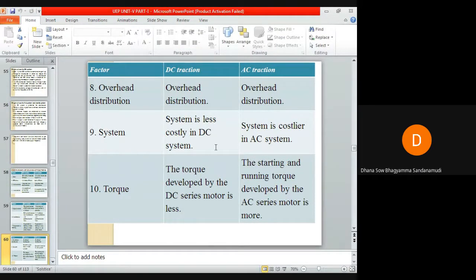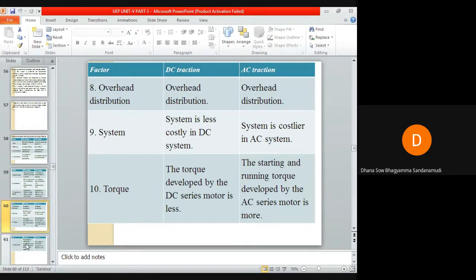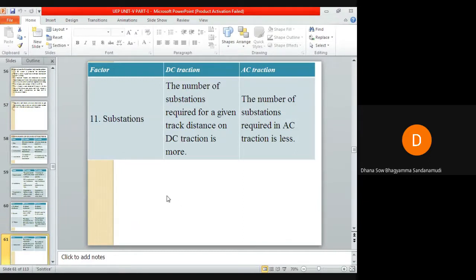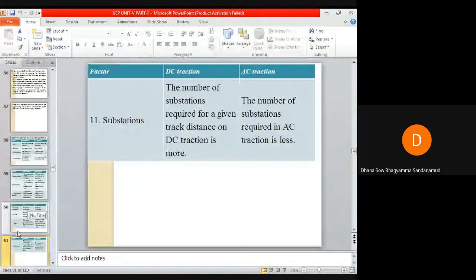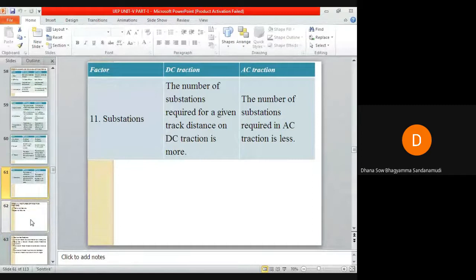And the DC system is less costly, whereas the AC system is more costly. If you compare the torque, the torque developed by the DC series motor is less. The starting and the running torque developed by the AC series motor is more. The number of substations required for a given track distance on DC traction is more. The number of substations required in AC traction is less. So this is the comparison between DC and AC traction.